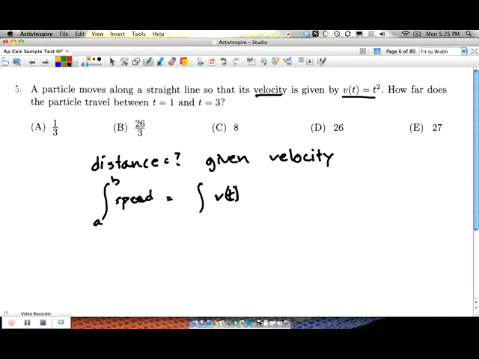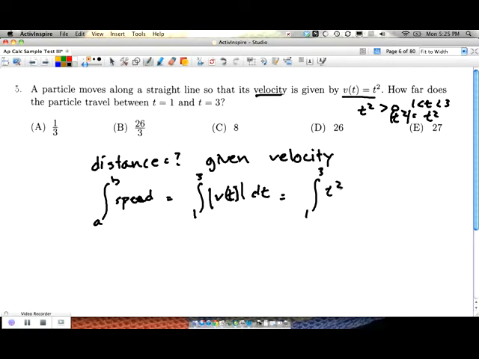So this time we're going to take the absolute value of velocity from 1 to 3 dt here. In this case, velocity is t squared, and t squared is greater than 0 when t is between 1 and 3. So then the absolute value of t squared is equal to just t squared. We don't have to make any changes. So then we'll just go from 1 to 3 of t squared dt.